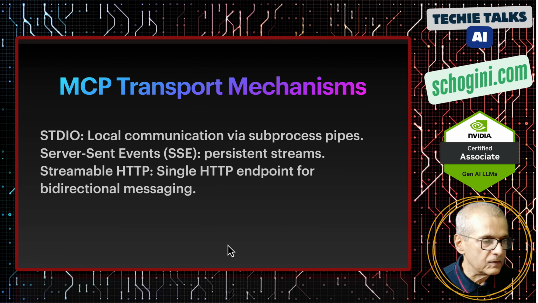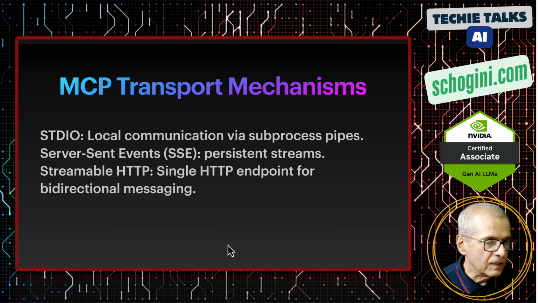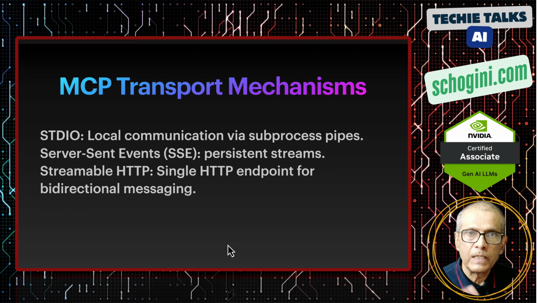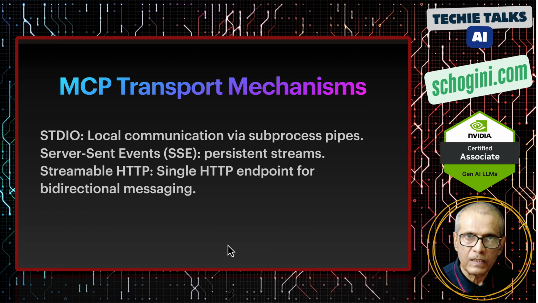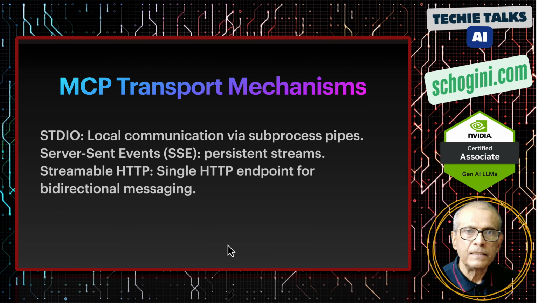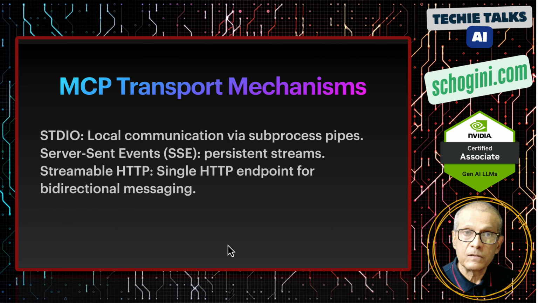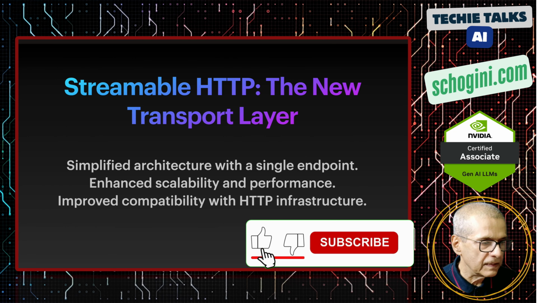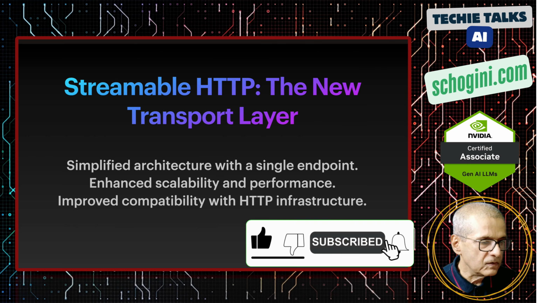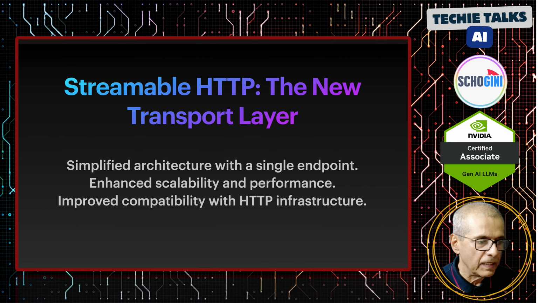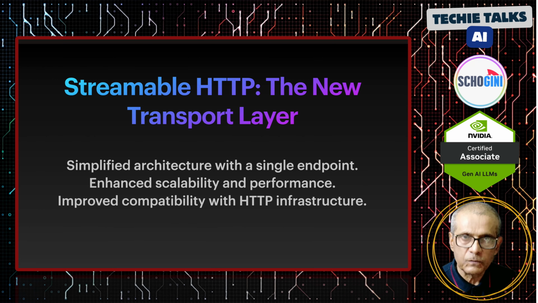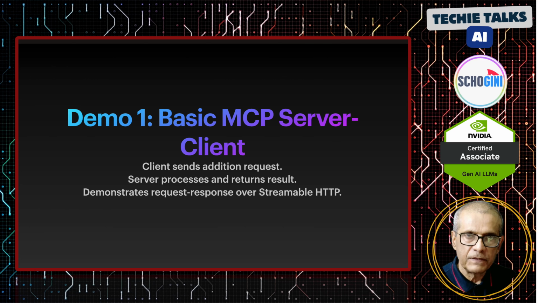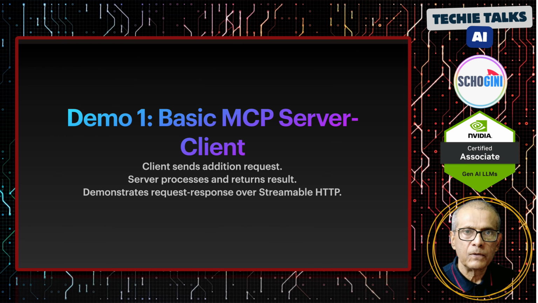Next is the new thing, that is streamable HTTP, with a single HTTP endpoint. Remember, this is important. With SSE we will need 2 endpoints, whereas in streamable HTTP, a single HTTP endpoint for bidirectional messaging, bidirectional streaming as well. Streamable HTTP, the new transport layer, offers a simplified architecture with a single endpoint, enhanced stability and performance, and improved compatibility with HTTP infrastructure. This was one of the problems why industry found SSE implementation difficult. After we finish the slides, we will execute the demo and see how it works.